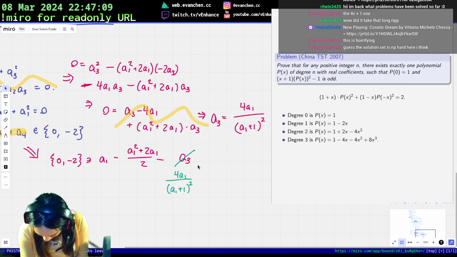For A1 squared plus 2A1 over 2. Shit. No, that gives A2 equals 0. Actually, that's okay, right? Okay, it's not a1 equals -2. Let's try a1 equals 1. That's not an integer. Never mind.